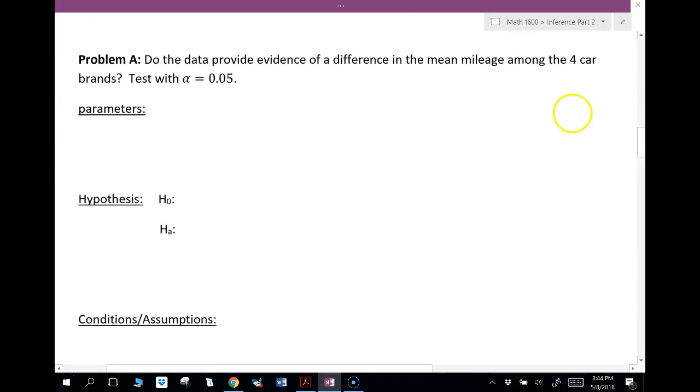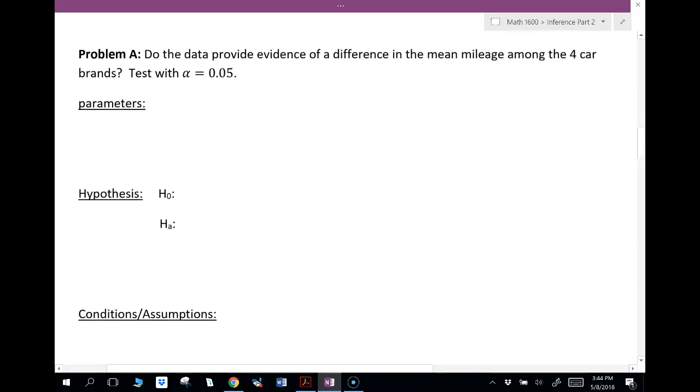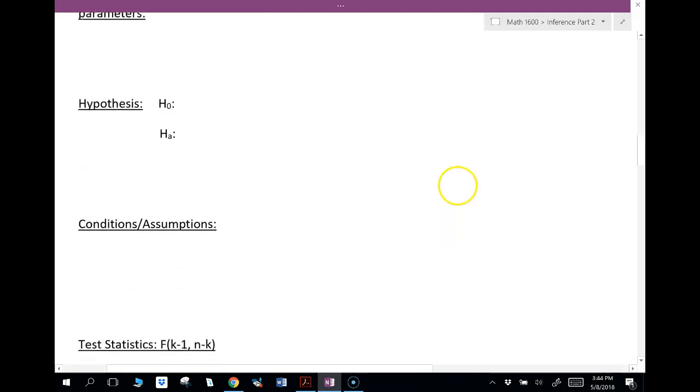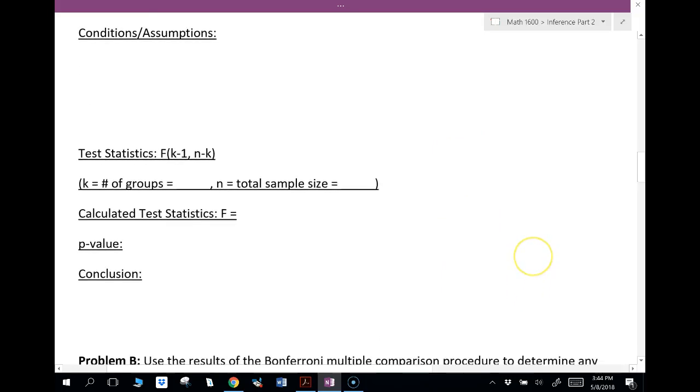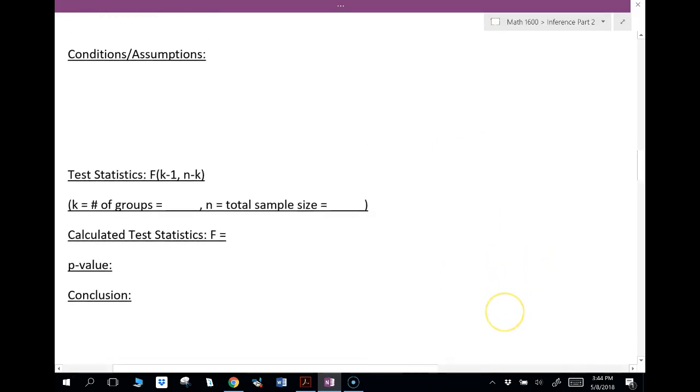Okay, so let's go ahead and do our test. So, problem A. Do the data provide evidence of a difference in the mean mileage among the 4 brands? We're going to test with an alpha level of 0.05. So, on your handout, what I've given you is a detailed section of what you need to do for each part. So this is all the stuff that you're going to need to complete problem A.